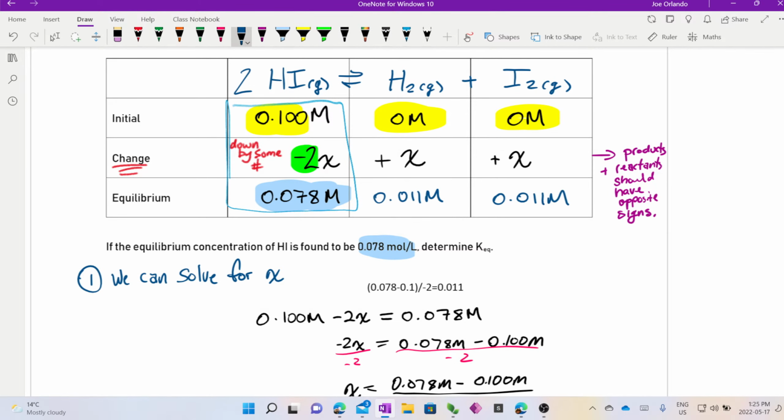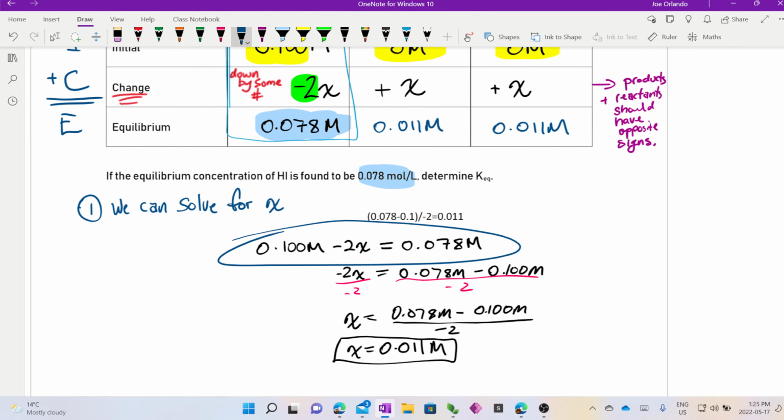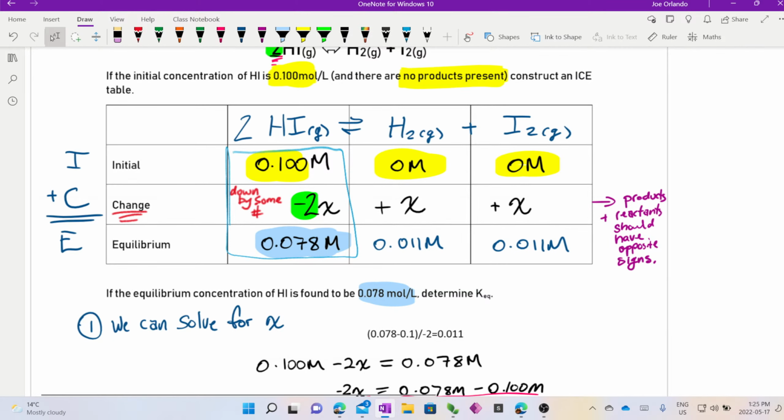Just to show you, if you do initial plus change, you always get equilibrium. Initial plus change equals equilibrium. However it started out, plus whatever the change is, is going to equal the equilibrium. If you were to go back and try this, it would make sense. What's 0.100 minus 2 times 0.011? 0.078. Initial plus change equals equilibrium. That's how we came up with this equation, and that's how we quickly solved these.